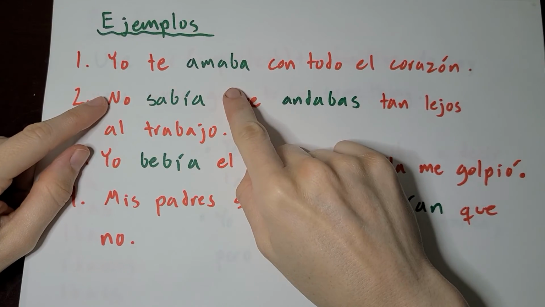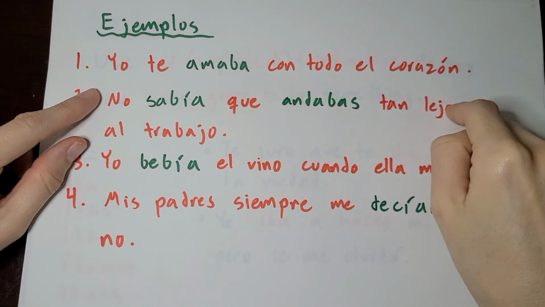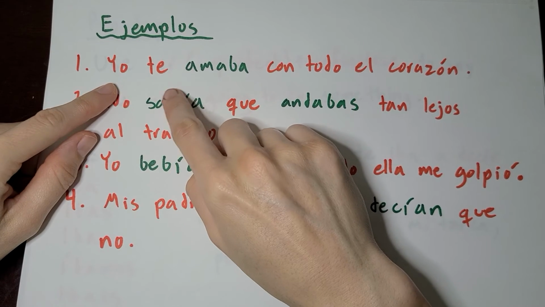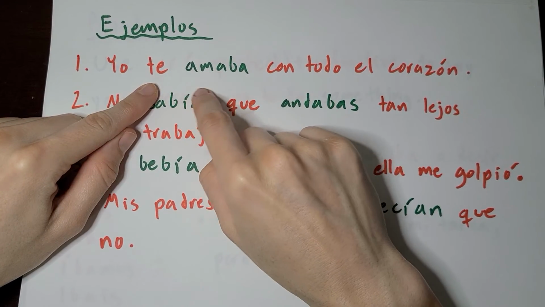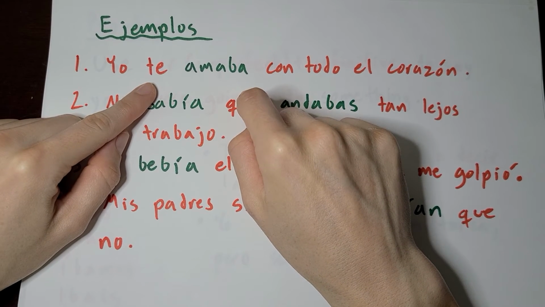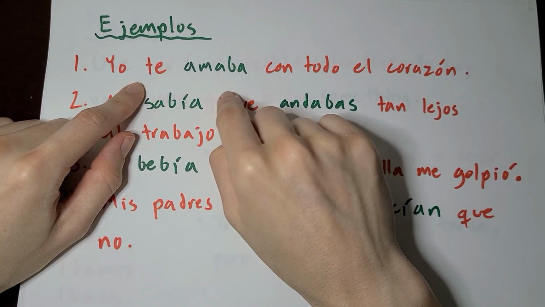Yo te amaba con todo el corazón. I loved you with all of my heart. I used to love you with all of my heart. So yo, that's me. Te is a pronoun that's telling you who the verb is happening to. Amaba, that's amar in the imperfect tense. So it's I used to love you or I was loving you. Yo te amaba. I used to love you.